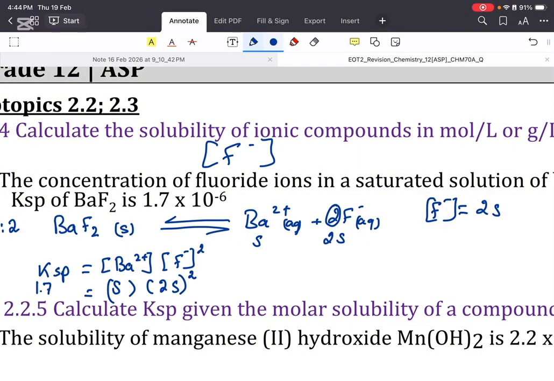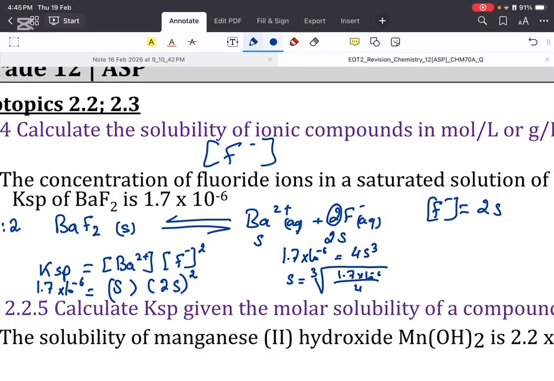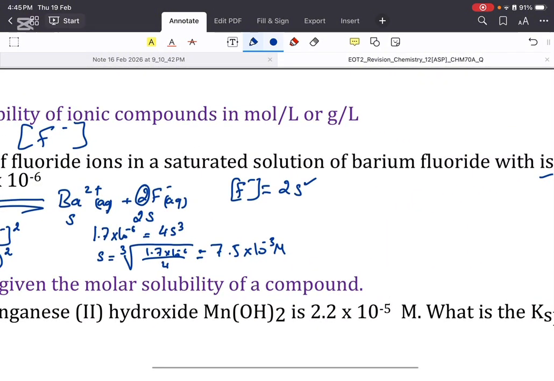The KSP is given to us as 1.7 times 10 to the power negative 6. So 1.7 times 10 to the power negative 6 is equal to 4S cubed. Therefore, S is equal to the cubic root of 1.7 times 10 to the power negative 6 over 4, and that is equal to 7.5 times 10 to the power negative 3. That is the solubility. Now I found S.